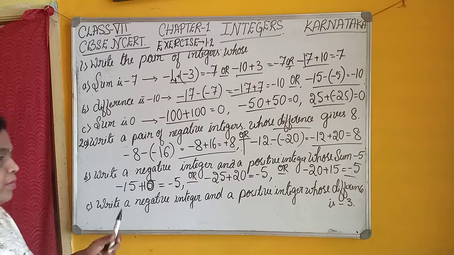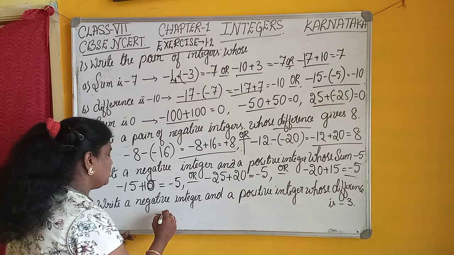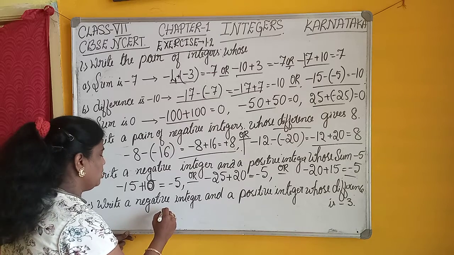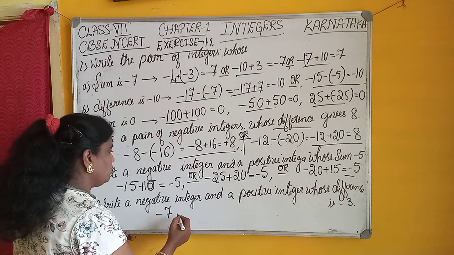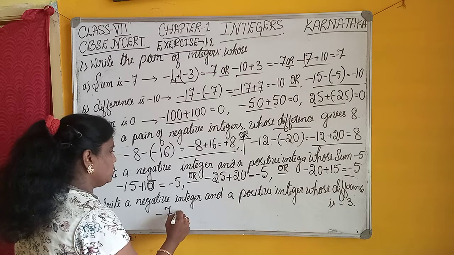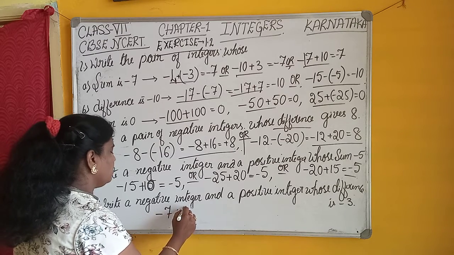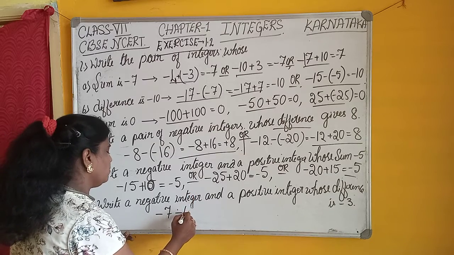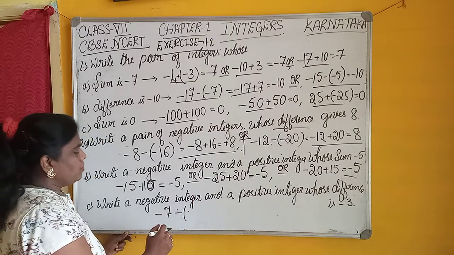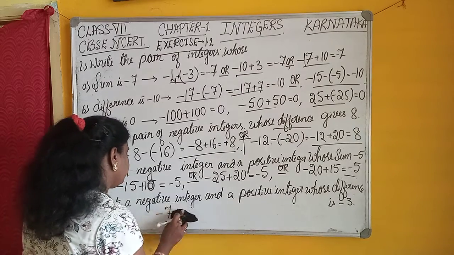A negative integer and a positive integer whose difference is minus 7. A negative integer minus a positive integer. Where minus means minus, it will become minus 7 minus 3. What will come here?